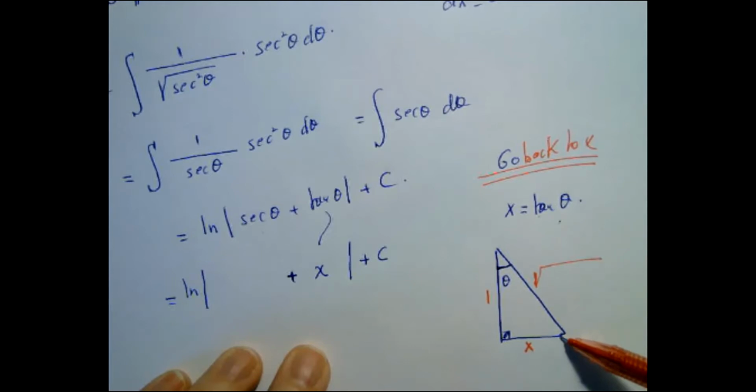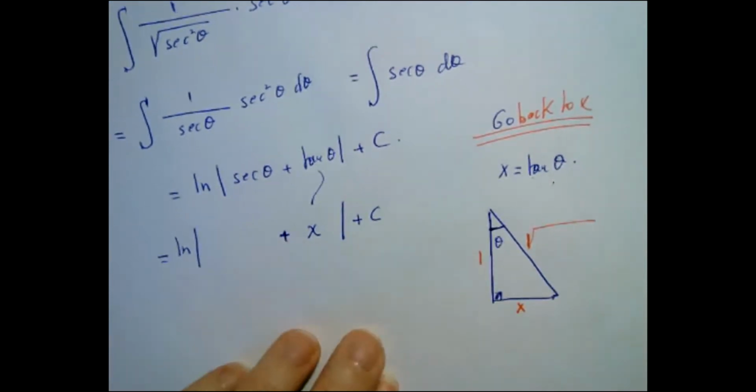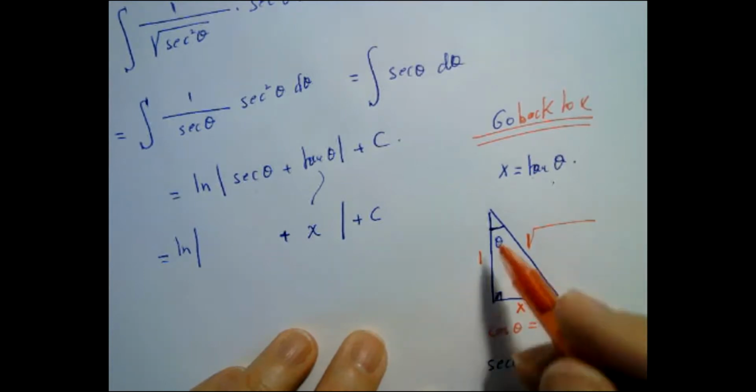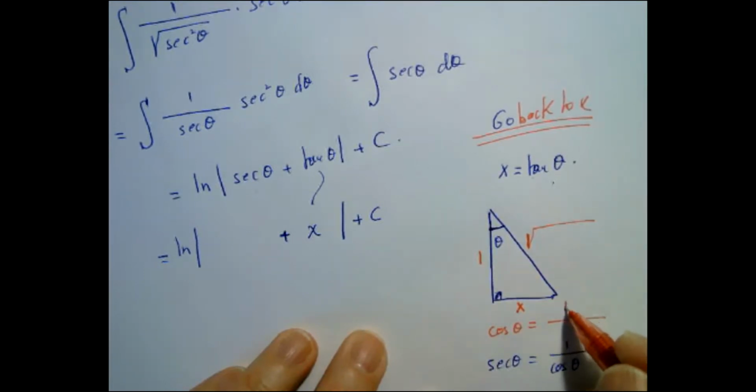I'm going to label it so that this is x and this is 1. Okay, but now I need secant. What is secant? Secant is 1 over cosine, right? So to be able to find the secant, I need the cosine. But now can I find the cosine in this picture? What's the cosine? The cosine is adjacent over the hypotenuse.